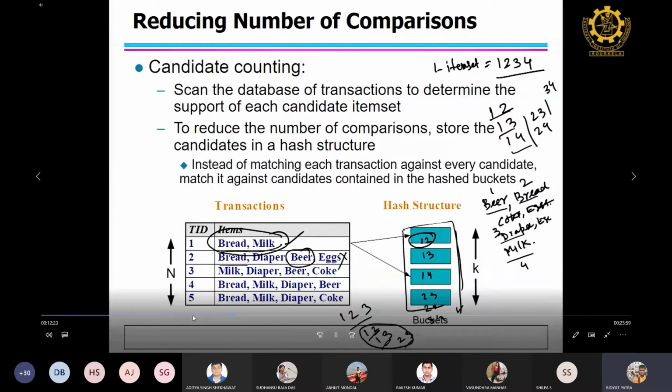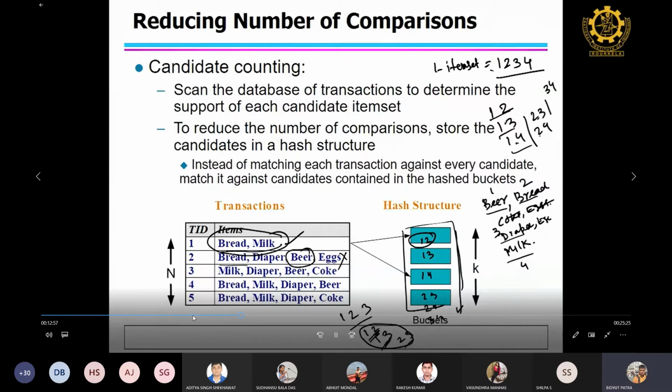So again, you have to go through the number of candidate item sets with length 2. Here in this example there are 1, 2, 3, 4, 5, 6, so 6 out of 6. You have to search once for 1, 2, where is 1, 2, then 1, 3, and then 2, 4. So this is the way we can search. But to reduce the number of comparisons, store the candidates in a hash structure.